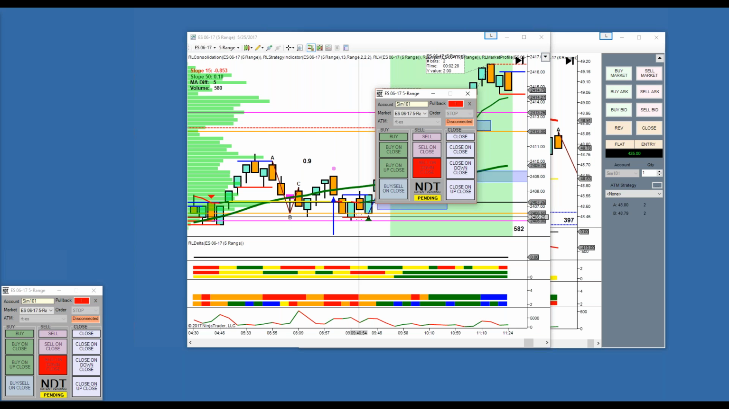Now you hit that button. You don't have to care what the price is. And this is all patent pending. We have a patent waiting for 2.5 years on this system.